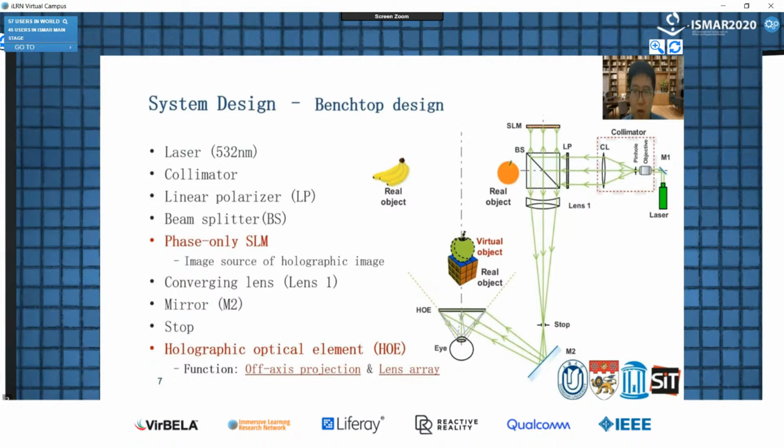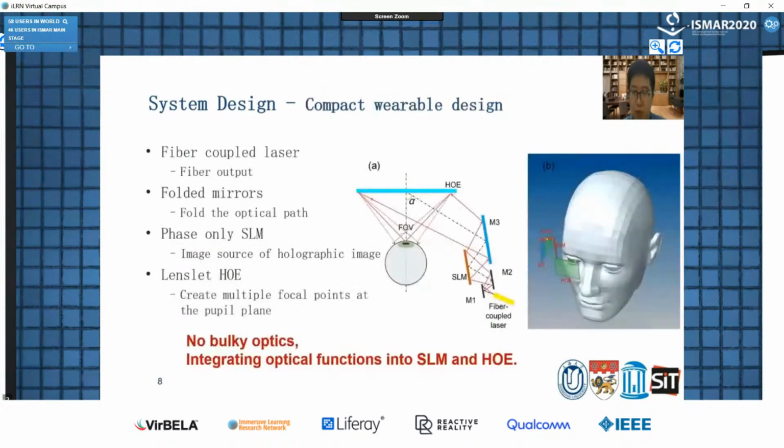While the viewer also sees the real-world scene through the lens-array HOE, it should be noted that the lens-array HOE is a crucial component for achieving an expanded eyebox. It not only reflects off-axis rays at appropriate angles to the viewer's eye, but also creates a focal point array around the viewer's eye to expand the eyebox. As previously reported by Maimone's work, it is possible to incorporate our design into a compact eyeglasses-style near-eye display.